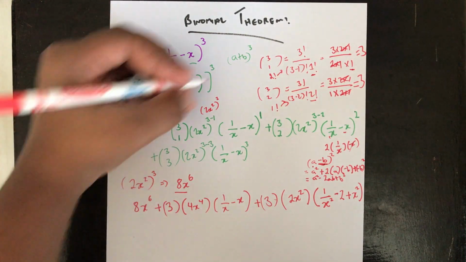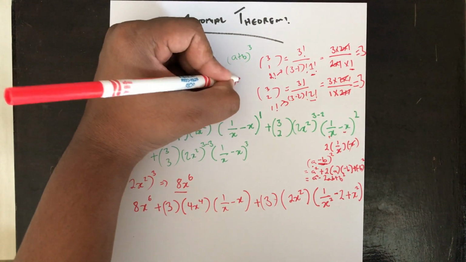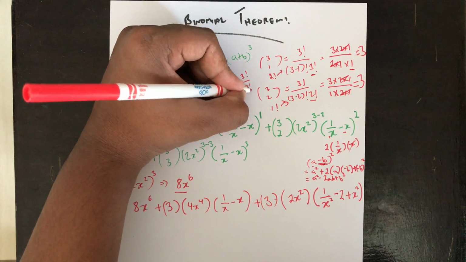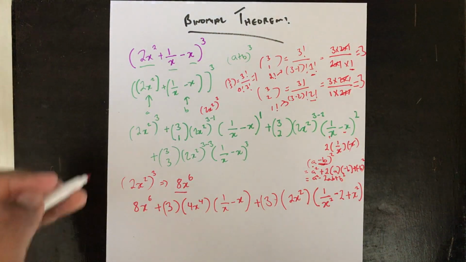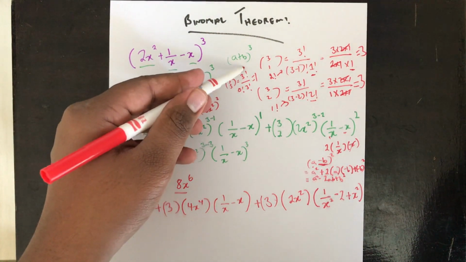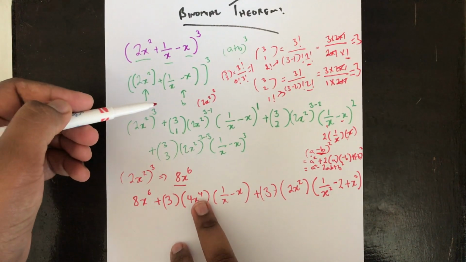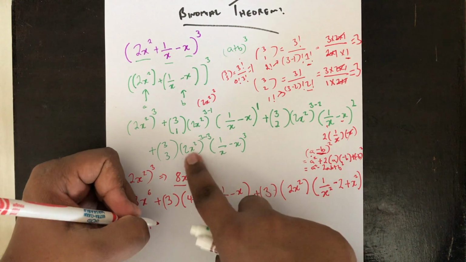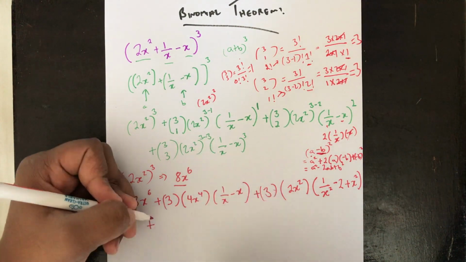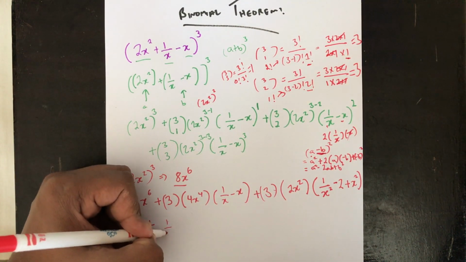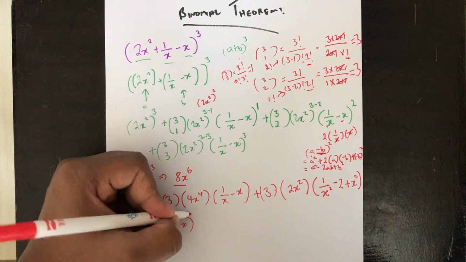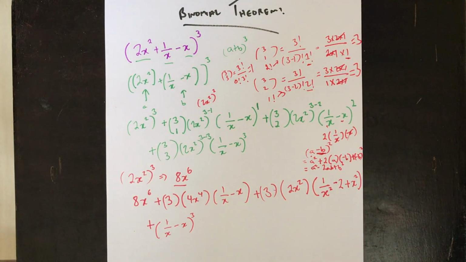And then let's continue. We have this bit. So 3 choose 3, that's 3 factorial over 0 factorial into 3 factorial, which is 1. So all I have to do is just write it as, because 2x squared power 0 is also 1, this is just going to be 1 minus x, 1 over x minus x cubed. So that's how it works.